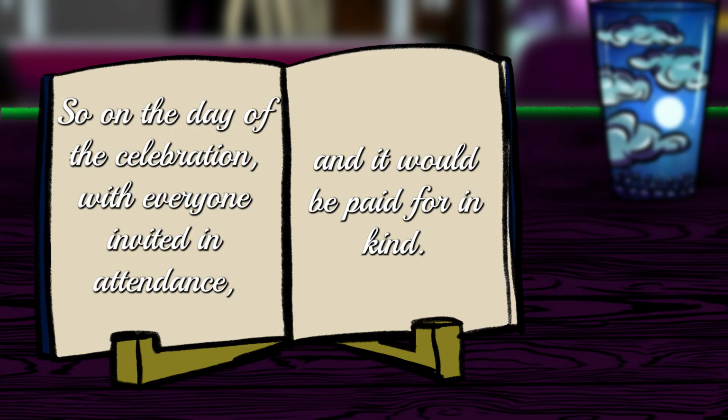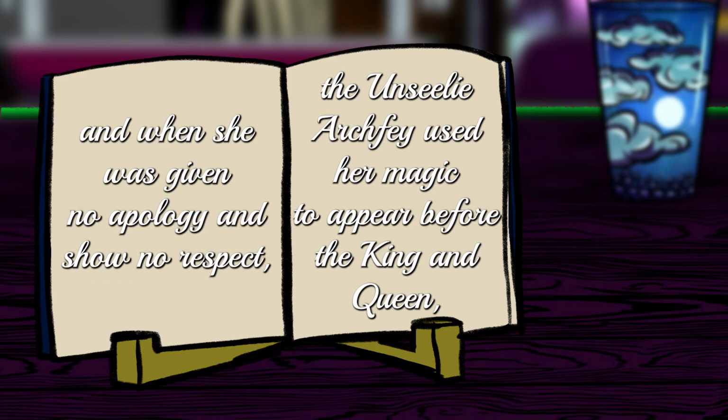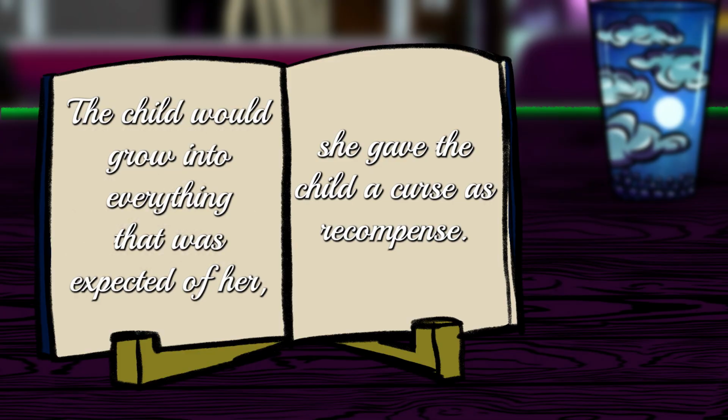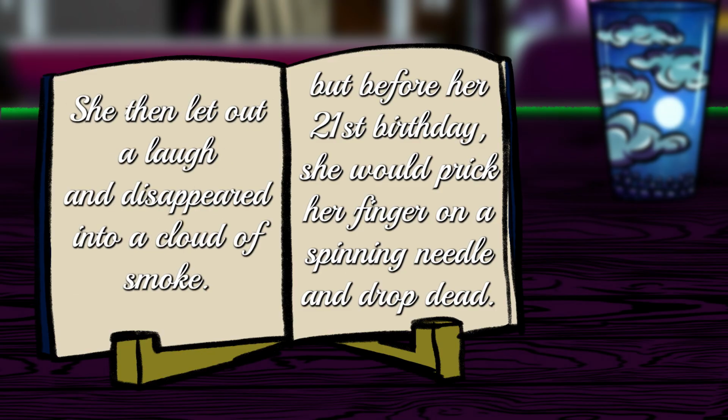So on the day of the celebration, with everyone invited in attendance, the Unseelie Archfey used her magic to appear before the king and queen, and when she was given no apology and shown no respect, she gave the child a curse as recompense. The child would grow into everything that was expected of her, but before her 21st birthday, she would prick her finger on a spinning needle and drop dead. She then let out a laugh and disappeared into a cloud of smoke.